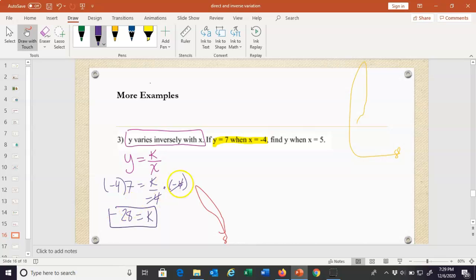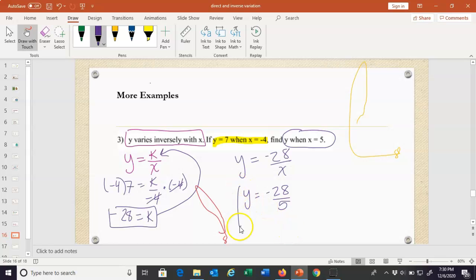There's the k value. Take it and put it back into the general form to give us our function rule. There we go. Now we can use this on any x and y. They happen to want to know, what is y when x is 5? So we're just going to plug in 5.